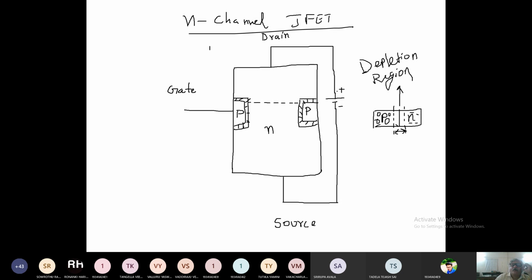So where you connect the positive end of the battery, that terminal will become the drain. If you reverse this battery, suppose you bring the positive terminal downside, then this lower terminal will become the drain. So it is not said that this is only your drain and this is only your source. Wherever you connect the positive terminal of this external battery, that terminal will become the drain. So we call this battery VDD.